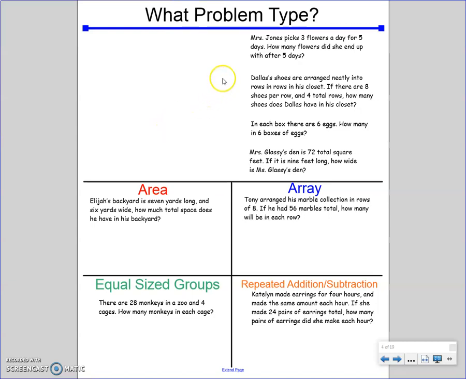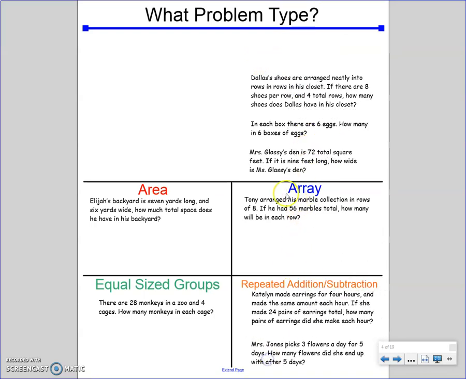What kind of story problem is that? Ooh, I agree. Since Mrs. Jones is repeating an action again and again, picking flowers each day, that is a repeated addition or repeated subtraction problem.